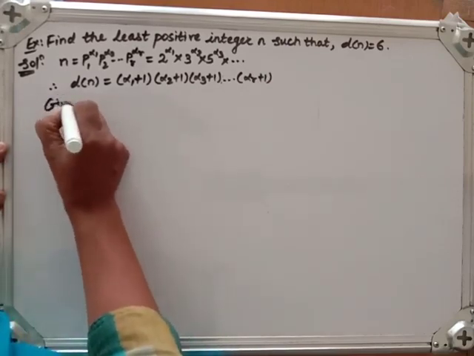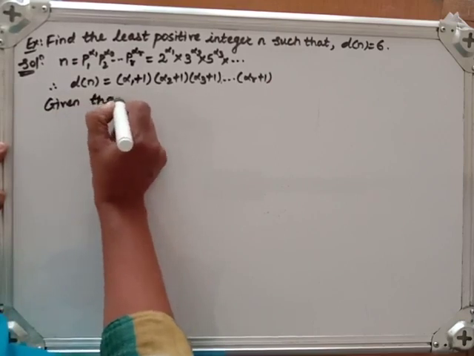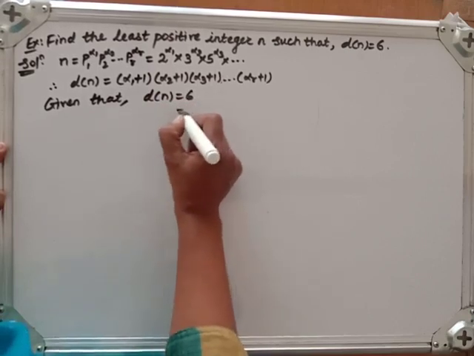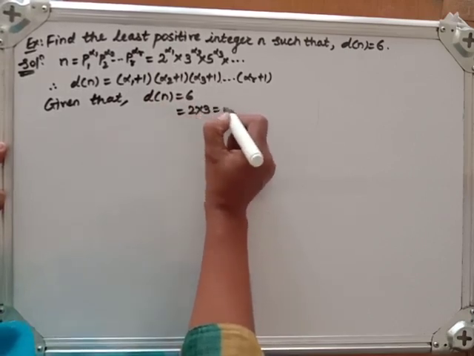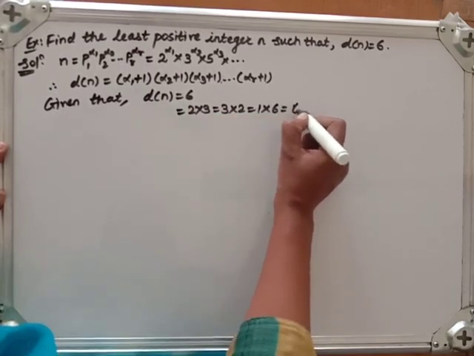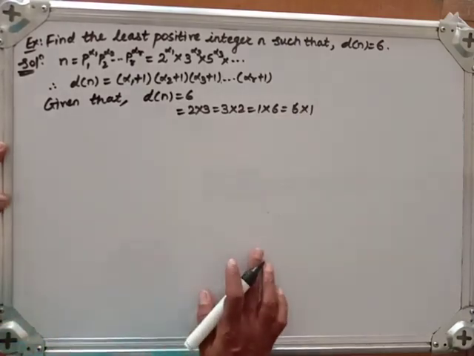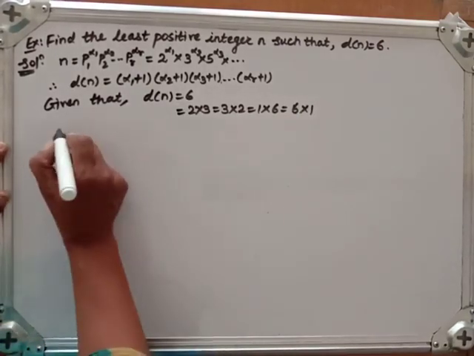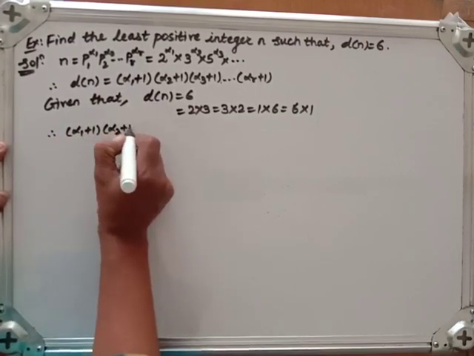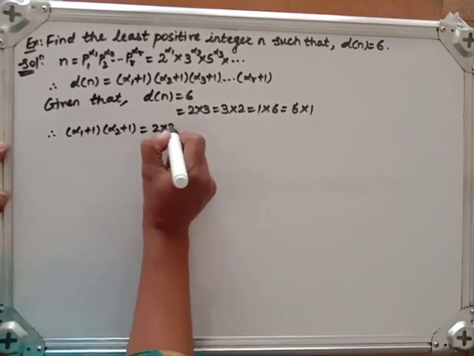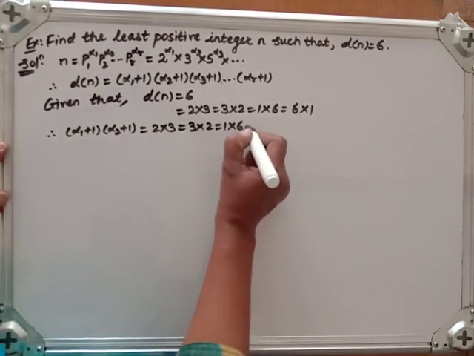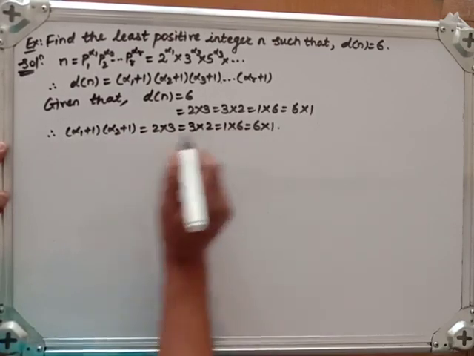Now it is given that d of n is equal to 6. And this 6 can be written as 2 into 3, that is equal to 3 into 2, that is equal to 1 into 6, that is equal to 6 into 1. 6 can be written in this way as a factorization. Therefore alpha 1 plus 1 into alpha 2 plus 1 is equal to 2 into 3, or 3 into 2, or 1 into 6, or 6 into 1.